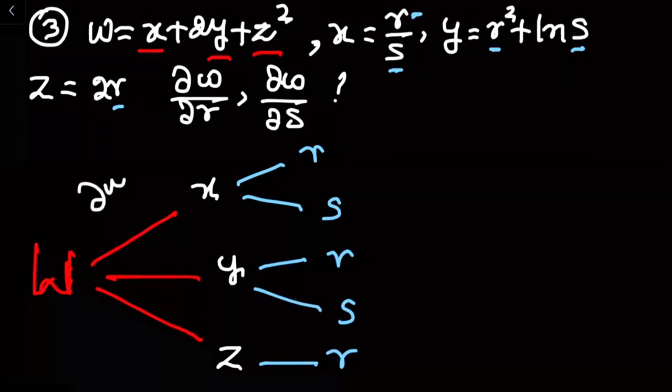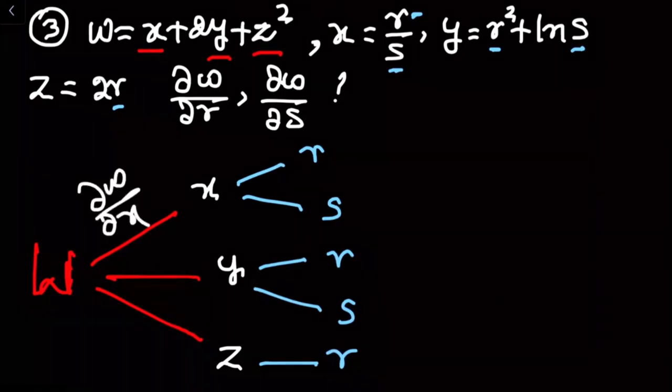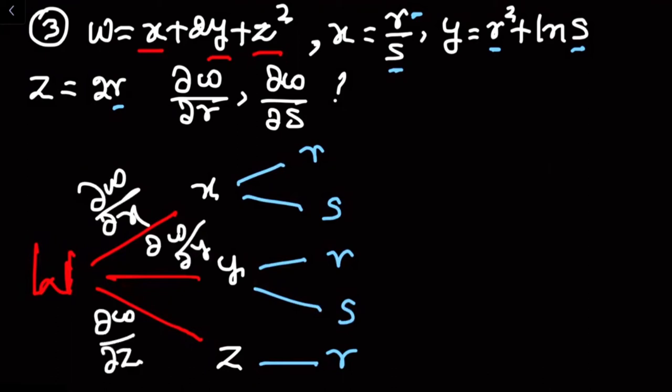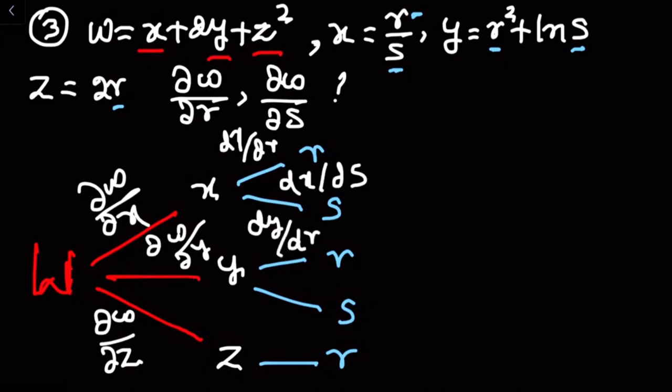Dou w by dou x, dou w by dou y, dou w by dou z. Times dx by dr, dx by ds, dy by dr, dy by ds, and dz by dr. Okay.